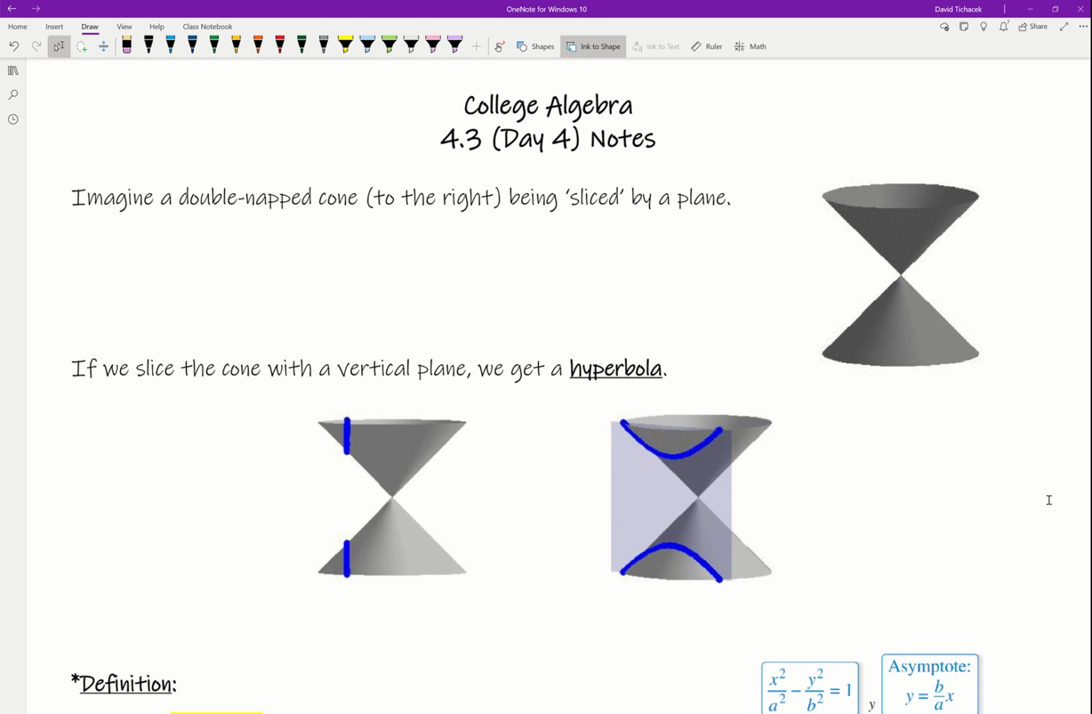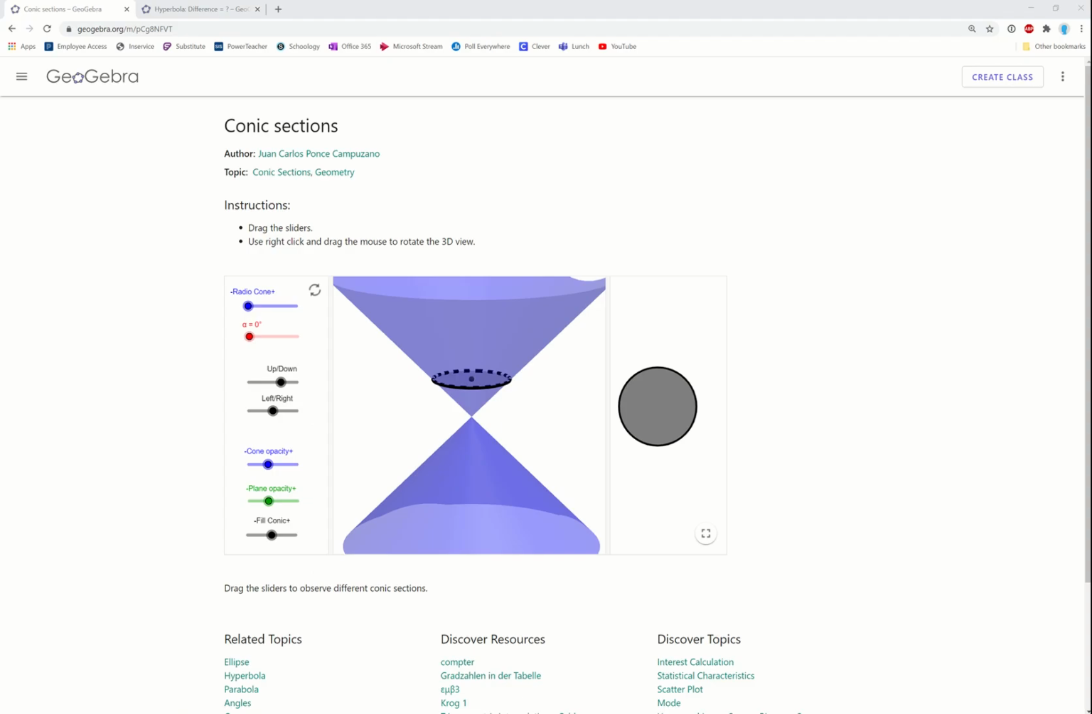Alright friends, welcome back. In this video we're going to cover the last conic section that we are going to discuss here in section 4.3 of your textbook, and we're going to start off with the exact same setup. We're going to have this double napped cone, and then we're going to chop up the cone in a certain way and get a brand new shape.